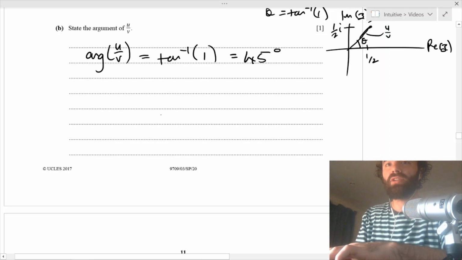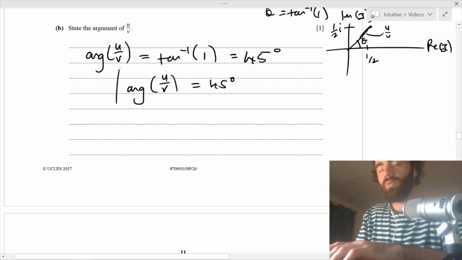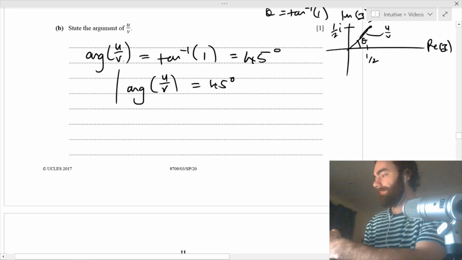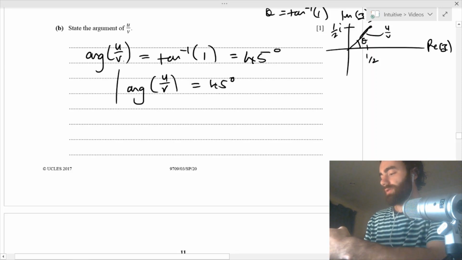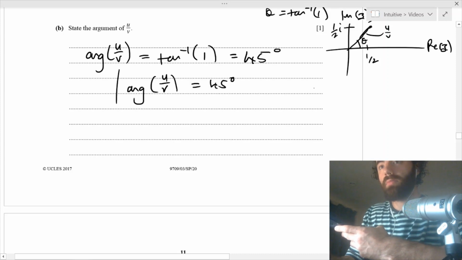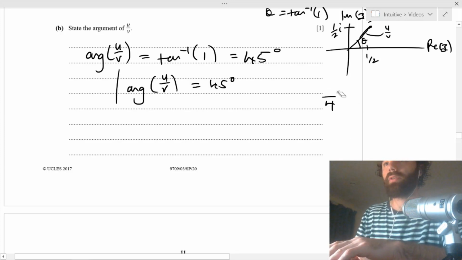Okay, so the argument of u over v is 45 degrees. Or you could also write it as pi over 4 if you wanted in radians. But we'll keep it in degrees.